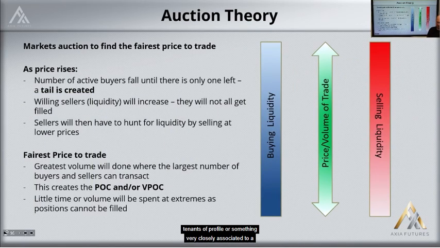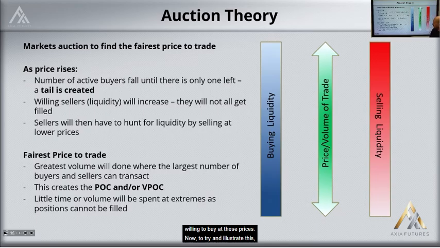One of the other key tenets of profile, or something very closely associated with profile, is the concept of auction theory. Now, this goes to explain why markets fluctuate in price. And we touched on this in the early stages anyway. The whole concept of auction theory is that markets are looking to try and find the fairest price. And to that end, price will not stay very high if you can't find anybody willing to buy at those prices.